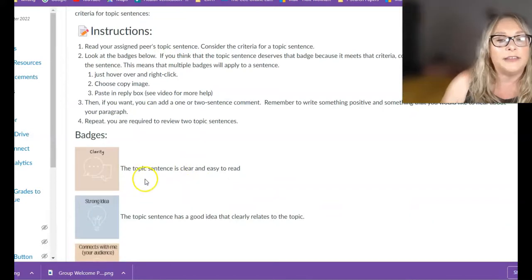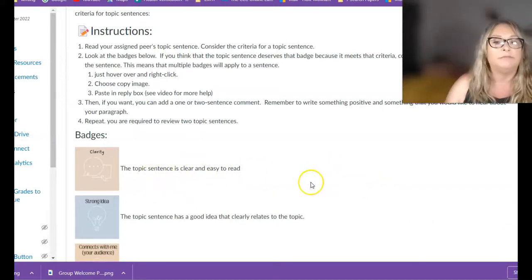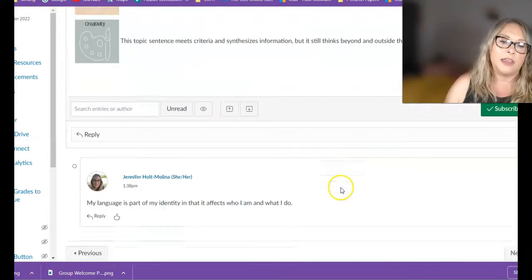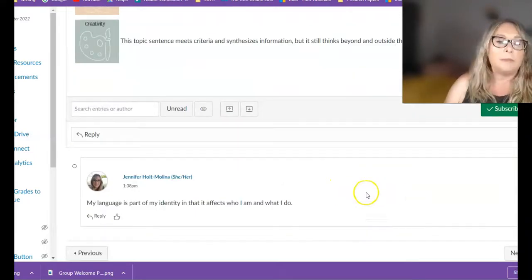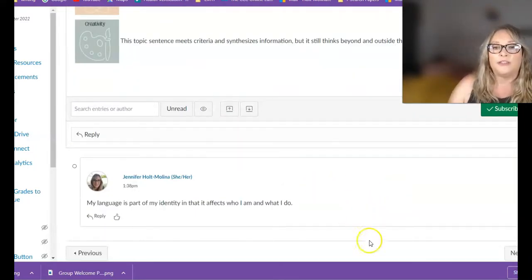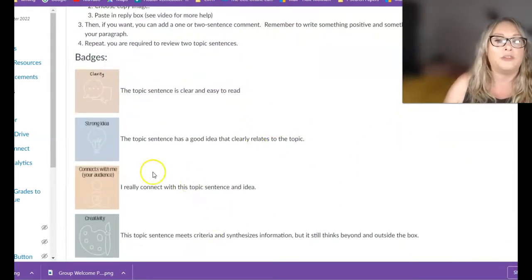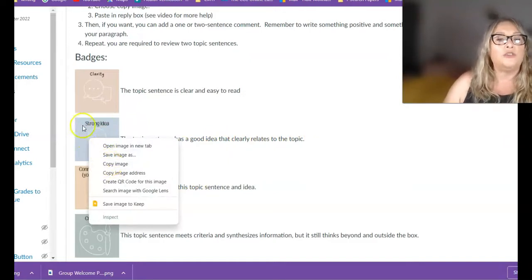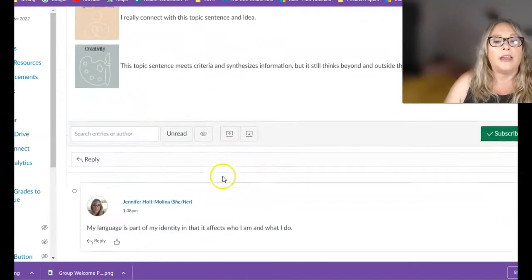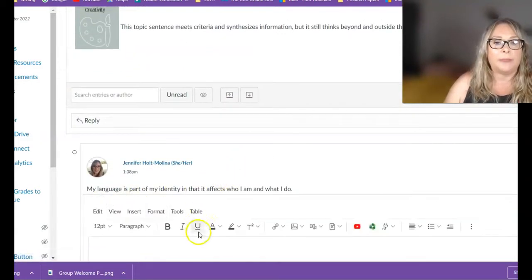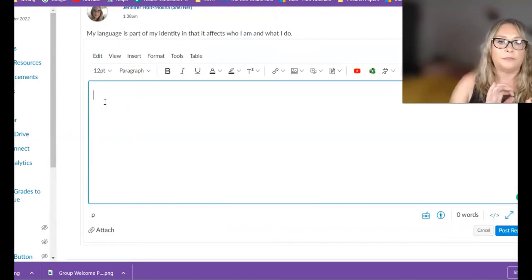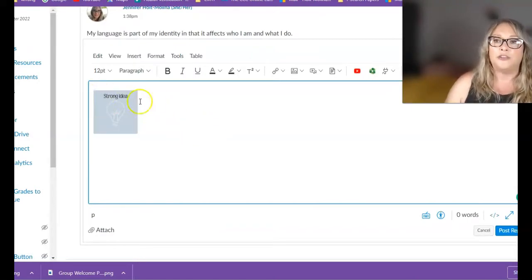So is this sentence clear and easy to read? Let's see. I think it is, but I don't think it's necessarily the clearest topic sentence. I think it can be a little bit vague. So I'm probably not going to award that badge to the person. Is it a good idea that clearly states a topic? I think it's a good idea. So what you're going to do is right click, press copy image, and click reply and paste that in there. And there is the badge that you awarded.